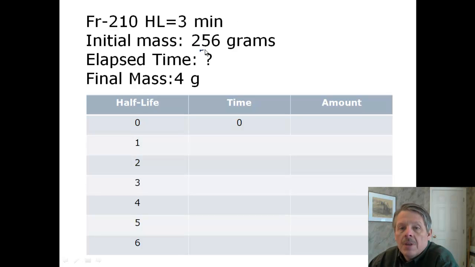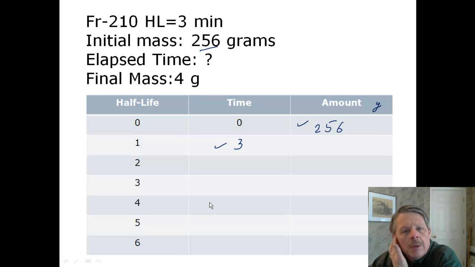All right, our initial mass is 256 grams. We're given that, 256 grams. And we're told that our half-life is 3 minutes. So those are pieces of information that we're given. And our final mass is 4 grams. So we're not given how much time it took. So where do I put the 4 grams? Well, I don't know where it goes.